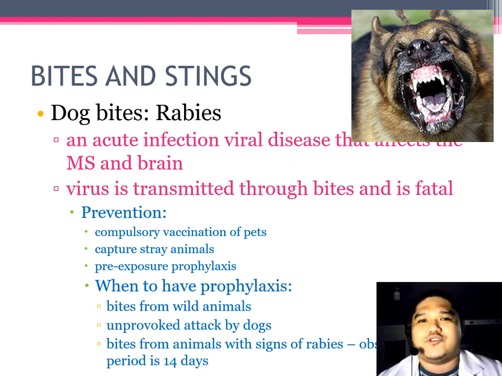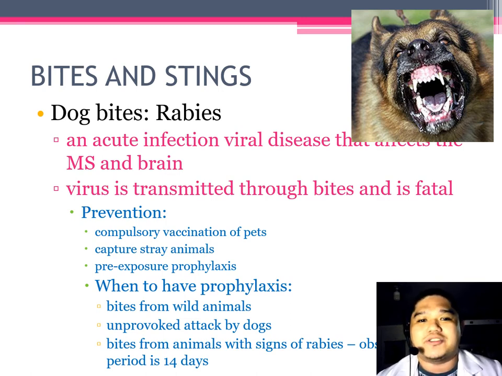It's a zoonotic disease, since it is coming from an animal, that affects the musculoskeletal system as well as the brain. The virus is transmitted through bites and is considered to be fatal. The fastest would be within 24 hours, one can die of rabies infection. So how do we prevent this kind of zoonotic disease?